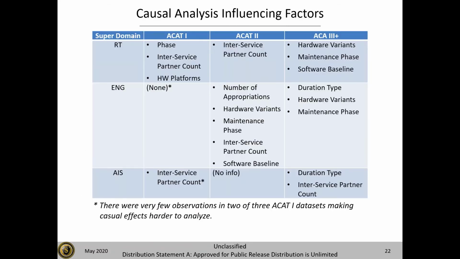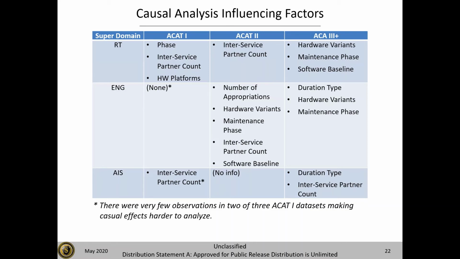So this chart is the influencing factors. And you can see ACAT 1, ACAT 2, and then ACAT 3 and lower across the top of the diagram. Across the left-hand column, we have the superdomains: real-time, engineering, and AIS. These are the 3 domains that we had enough information to do an analysis of. And you can see that the bullets in each block are different for each block. And some of the blocks didn't have enough data and enough variables to allow us to do this causal analysis.